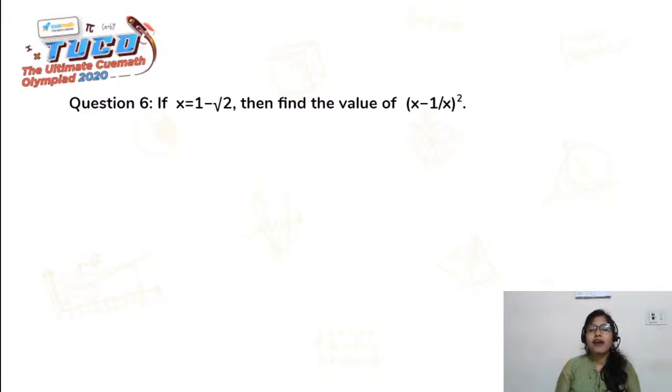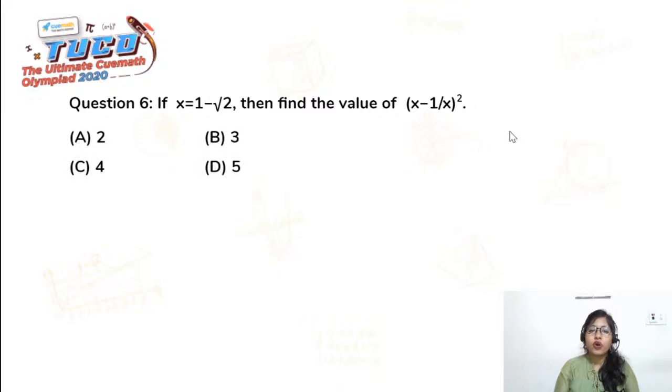Okay, let's quickly have a look into this question. If x is equal to 1 minus root 2, then find the value of x minus 1 over x the whole square. Okay, so let's see how do we go about this question. And here goes our options as well.